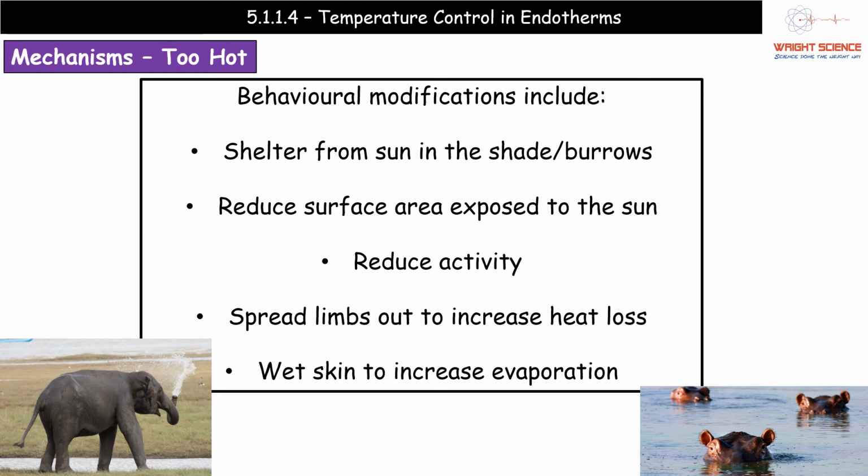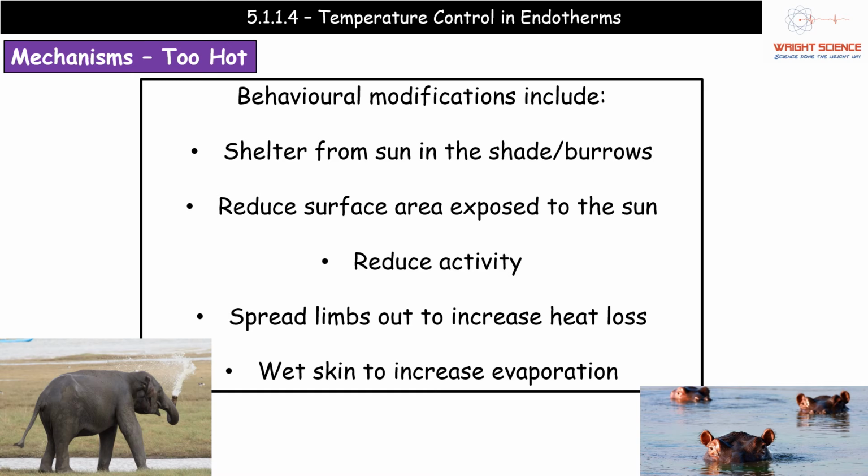They might go into a burrow. They might just go and sit in a shady area. Whatever it is, it's getting out of the sun first of all. Reducing surface area exposed to the sun, and a variety of ways that they can do that. Obviously, things like the hippos will submerge themselves. You've got other creatures that will cover themselves in mud and the like.